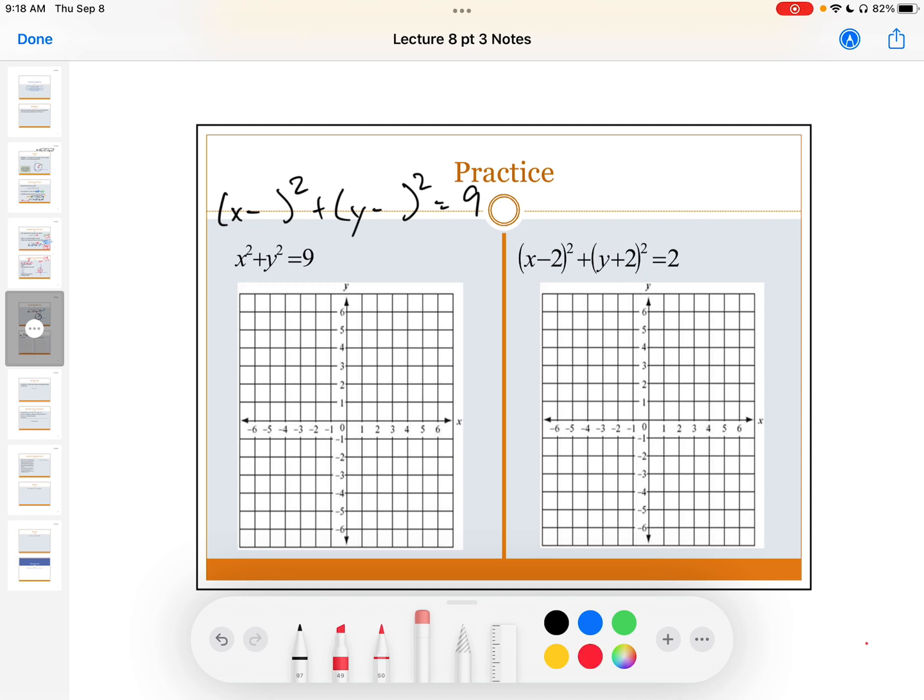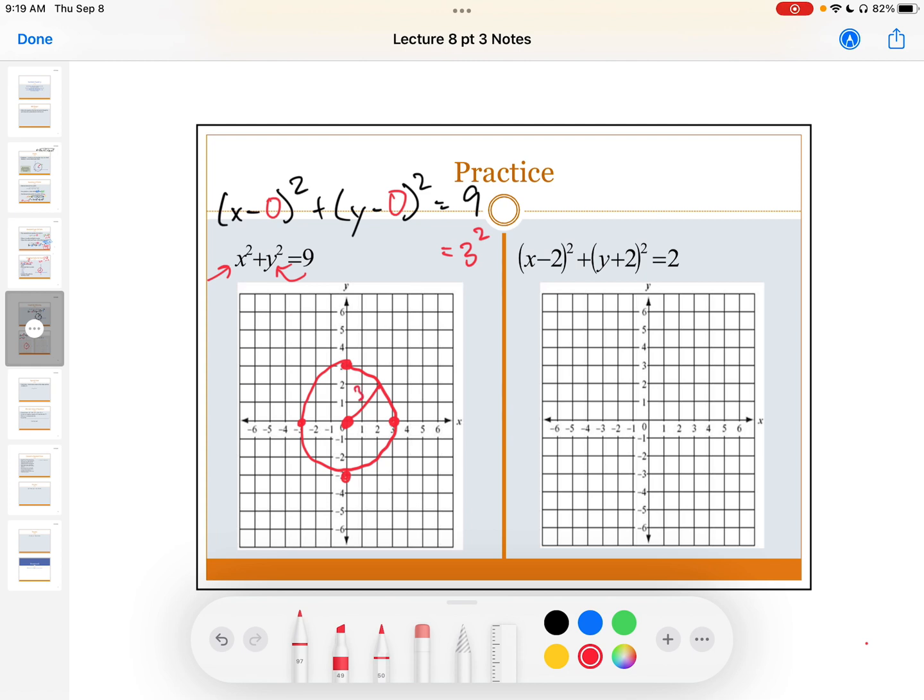What number would I have? x minus what equals x? Well, that would be x minus 0. So this is simply a 0. If you see an x by itself, the x coordinate is 0. If you see a y by itself, the y coordinate is 0. Now 9 is just simply 3 squared, so that means that our radius is 3. I'm going to go up 3, right 3, down 3, left 3. Connect all my points together and label it as 3.